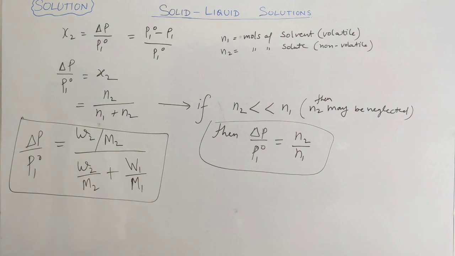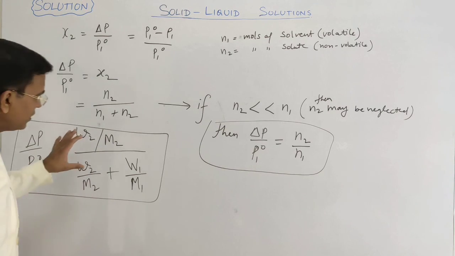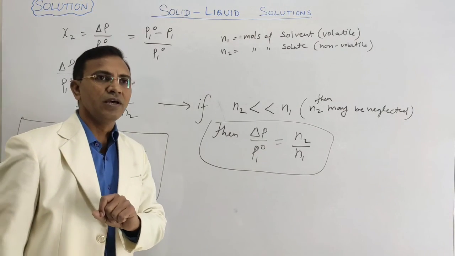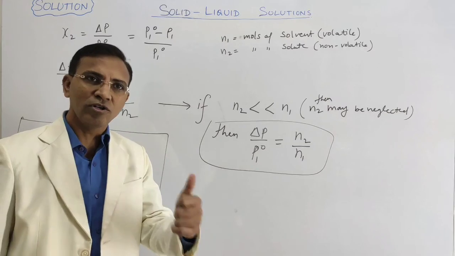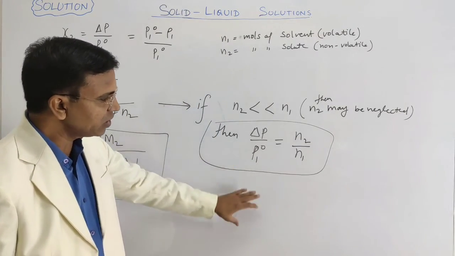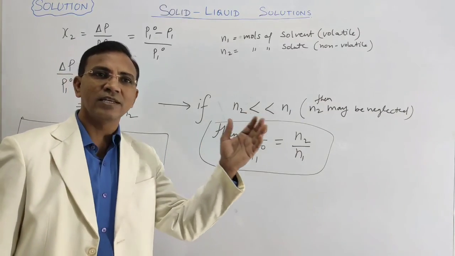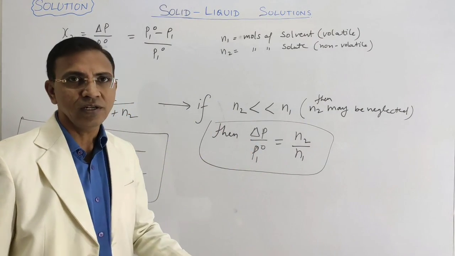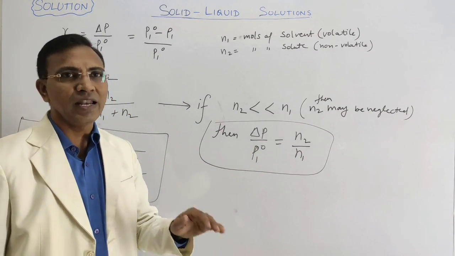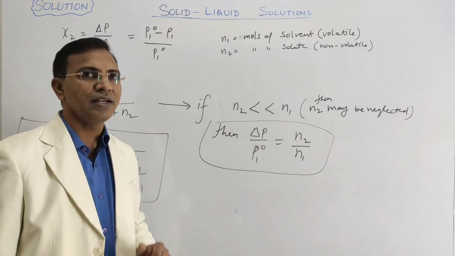Now the next topic is the elevation of boiling point. By the addition of a non-volatile solute, there is lowering of vapor pressure and elevation in boiling point takes place, because the lowering of vapor pressure is the reason for the elevation in boiling point.